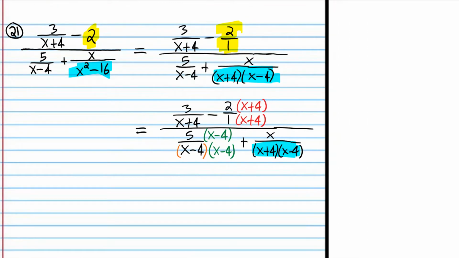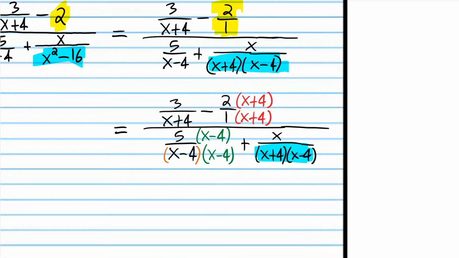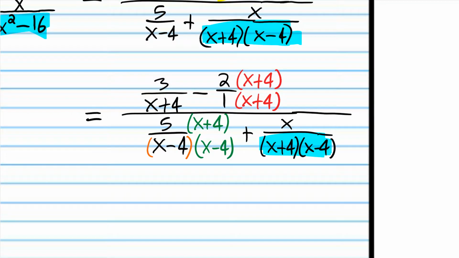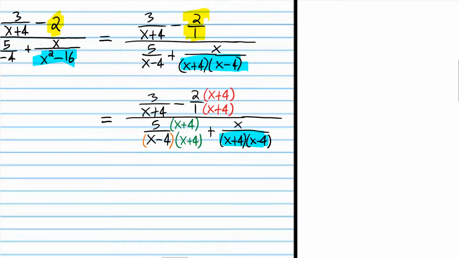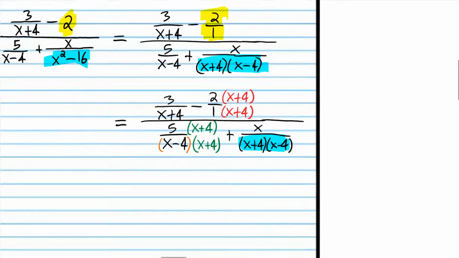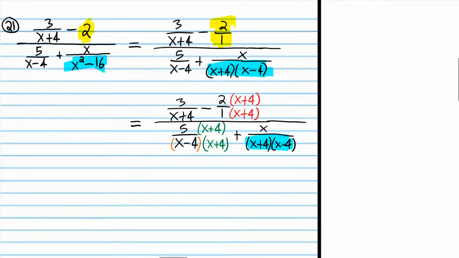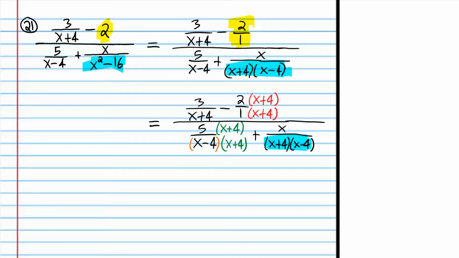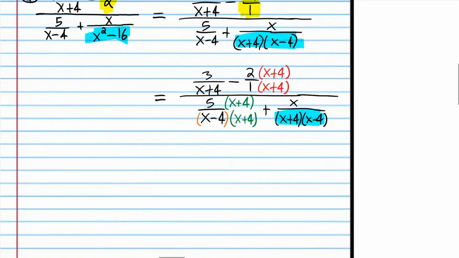Okay, we need to go back and double check everything, and I can already tell that I did something wrong. You see what I did wrong? That should be a plus 4, not a minus 4. See, that's the type of thing that you catch when you go back and check. So I'm double checking here. Everything looks right, so now we can proceed.